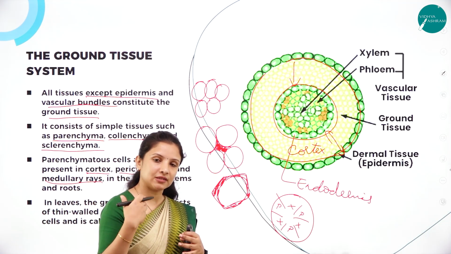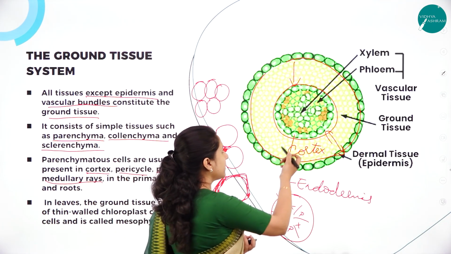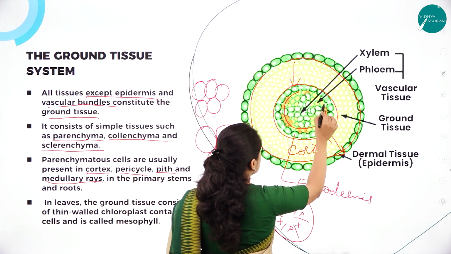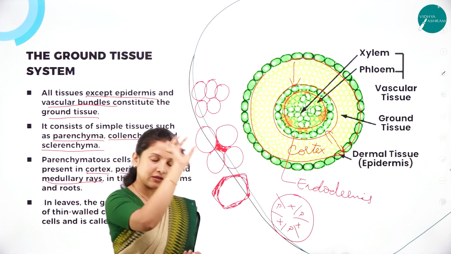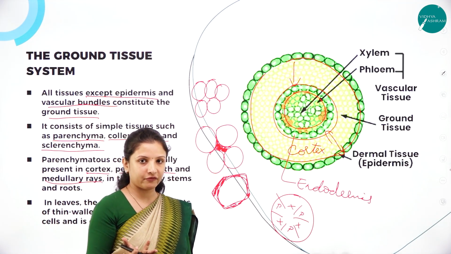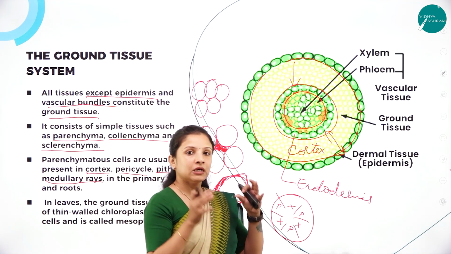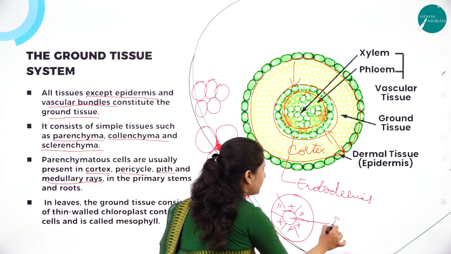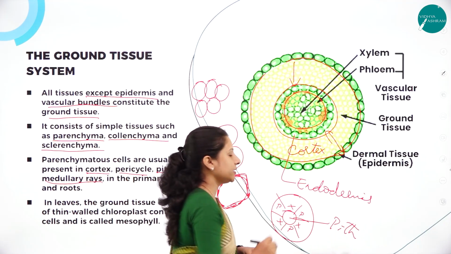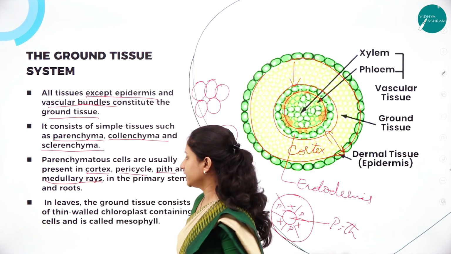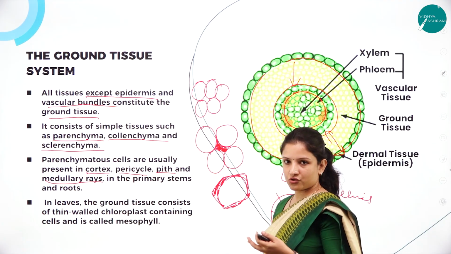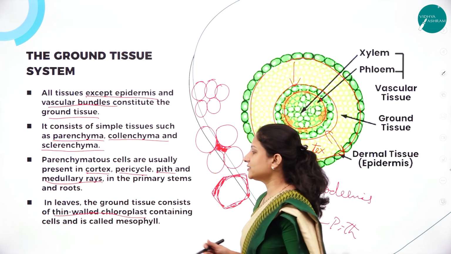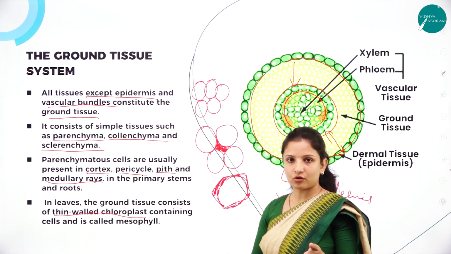So parenchyma cells can be present in the medullary rays also, and below the endodermis there is one layer called the pericycle. That pericycle is also made up of one layer of parenchyma cells only, and inside the vascular bundle, that is the center, we call it the pith. This pith can also be made up of parenchyma cells itself. And in leaves, the ground tissue usually consists of thin-walled chloroplast-containing cells, that is chlorenchyma cells, as we call them.